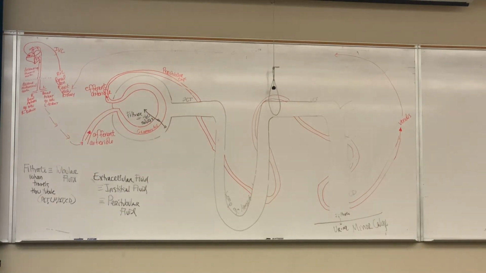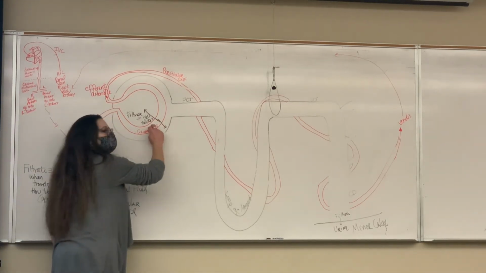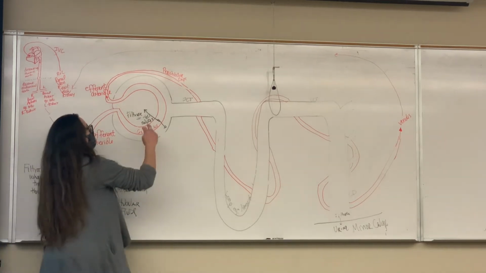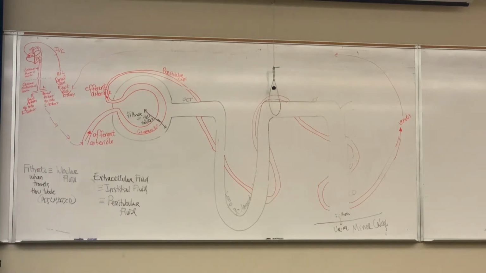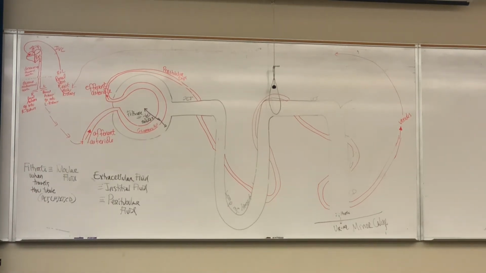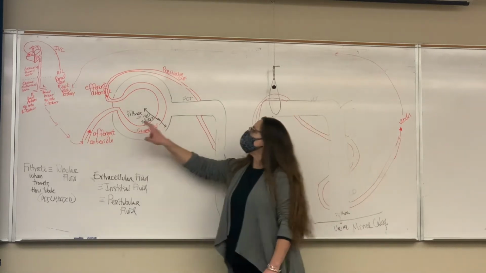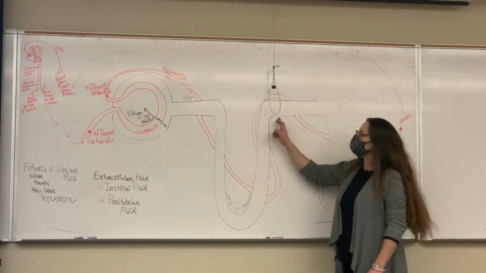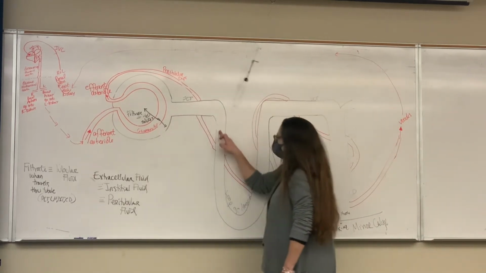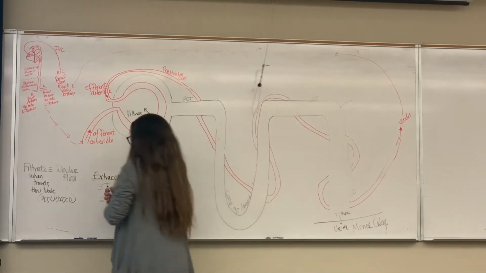Filtration is always forcing anything that's small enough, water and small solutes, out of the glomerulus, out of the blood, across the wall of the glomerulus, into the capsular space of Bowman's capsule. That's how we produce filtrate. Now that we have this filtrate, we need to put most of it back in the bloodstream. We're not going to put it back in the glomerulus. We're going to put it back into the blood at the peritubular capillaries while the filtrate is traveling through the tubule. Okay, so reabsorption is going to look like this.